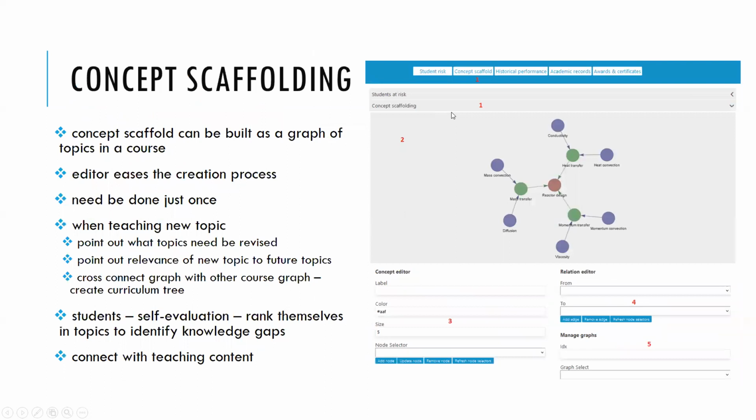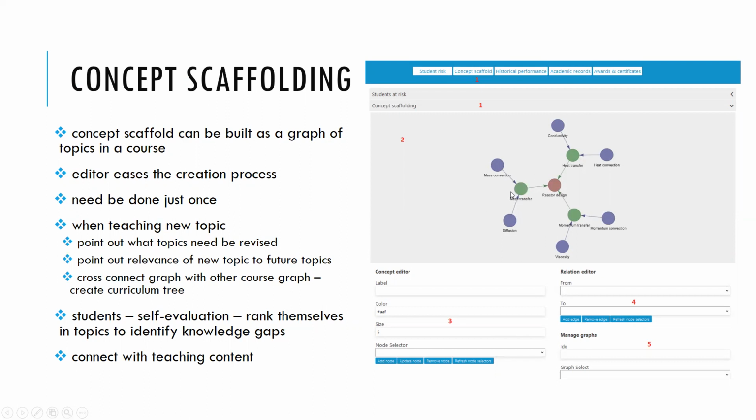We also have a concept scaffolding method. In concept scaffolding, we break down a module into its constituent topics. If we can identify the various concepts connected to our coursework, then we can do various things with it. Number one, when teaching a new topic, with this concept scaffold we can point out what needs to be revised to really understand this new topic.